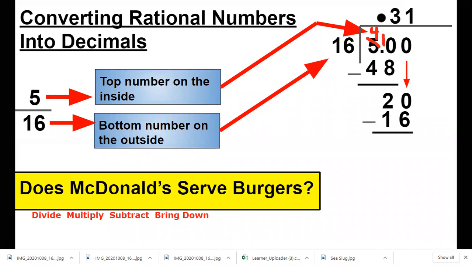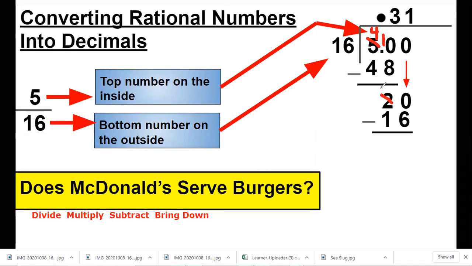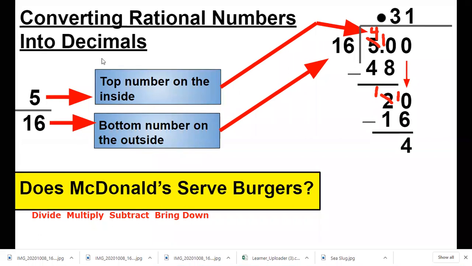20 minus 16. Again, you can't take a 6 from a 0, so you're going to cross off the 2 and make it a 1. You're borrowing, and you're going to make the 0 a 10. And you're going to subtract 10 minus 6 and get 4. And 1 minus 1 is nothing, so it's just going to be 4. There's your 4.